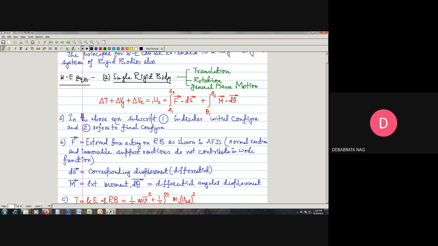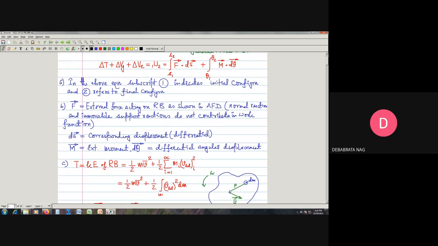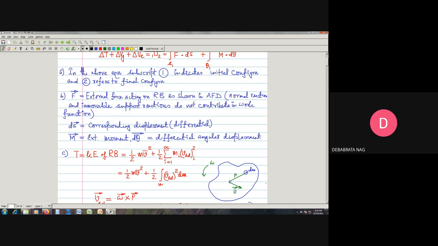Now, the most important thing in this equation is the kinetic energy expression for a rigid body. If you recall, the kinetic energy of a rigid body, let us consider that it is undergoing a general plane motion. So in that case, it is the general kinematics of the rigid body. As we have already been reiterating, the dynamics of a system of mass particles is basically the introduction or the foundation to study the dynamics of rigid bodies.